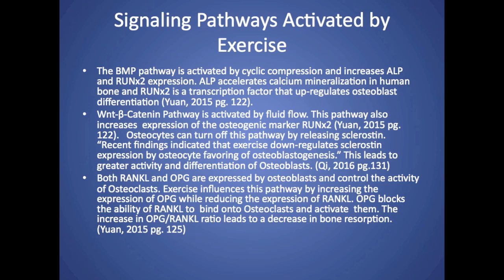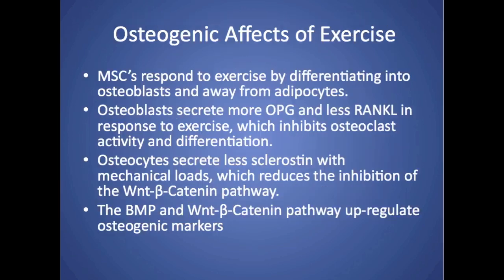Both RANKL and OPG are expressed by osteoblasts and control the activity of osteoclasts. Exercise influences this pathway by increasing the expression of OPG while reducing the expression of RANKL. OPG blocks the ability of RANKL to bind onto osteoclasts and activate them. The increase in the OPG to RANKL ratio leads to a decrease in bone resorption. I know that was a lot of information, so I created a little summary here that you guys can pause the video and review now.